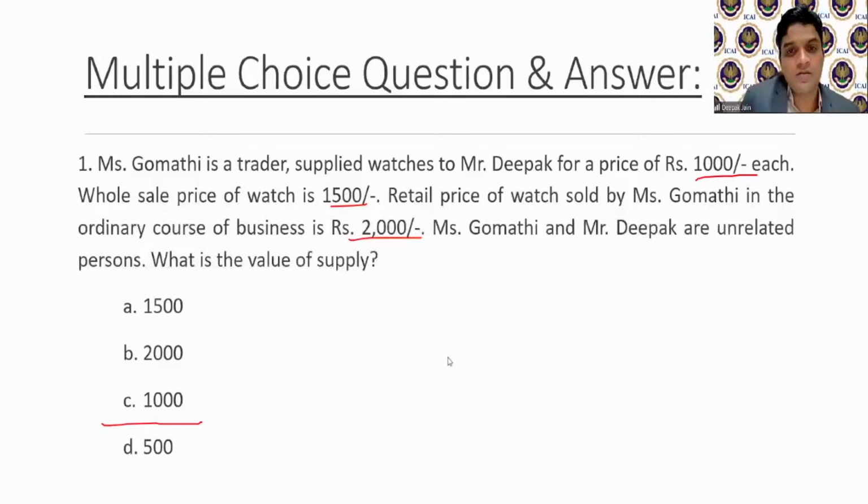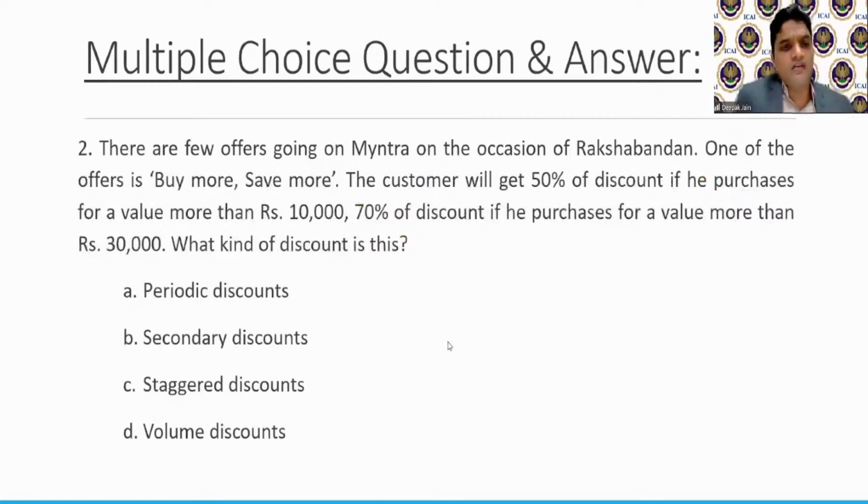Next question. There are few offers going on Myntra on the occasion of Raksha Bandhan. One of the offers is buy more, save more. The customer will get 50% of the discount if he purchases for a value more than 10,000 rupees, 70% of the discount if he purchases for a value more than 30,000 rupees. What kind of discount is this?